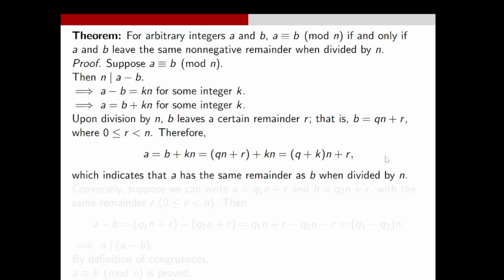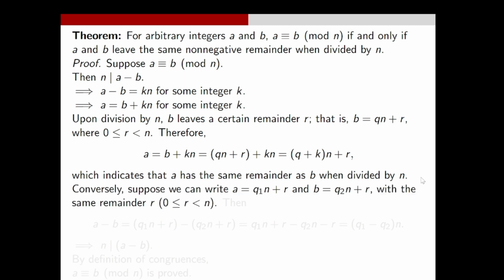After dividing b by n, the remainder was r, and here you can see that after dividing a by n, the remainder is r. Here we got the same remainder dividing both a and b by n. This is one part of this theorem. Let's prove its converse part.